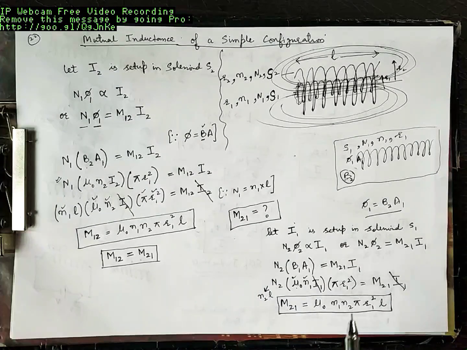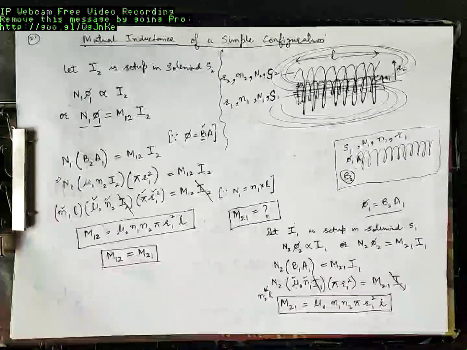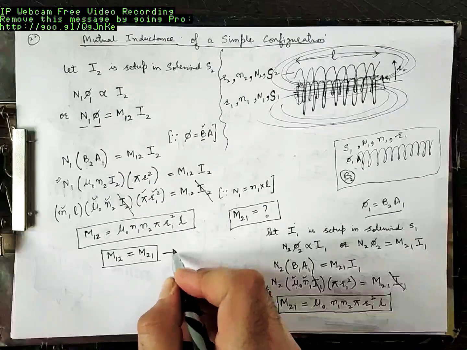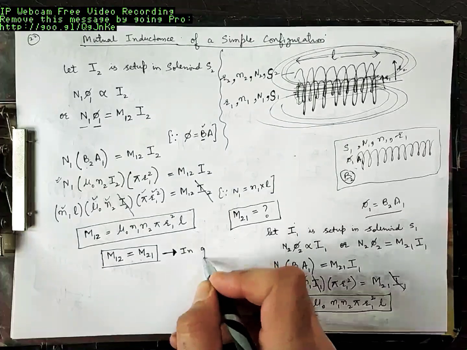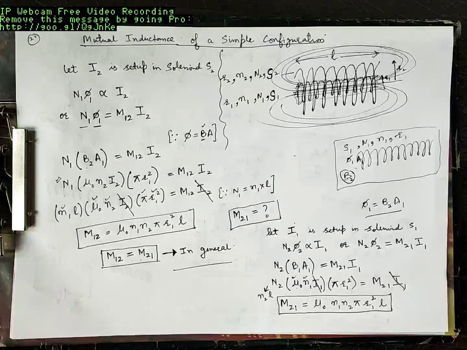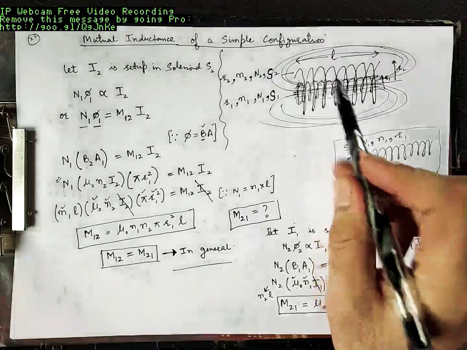Though we have derived this for a simpler configuration of two coils, which are concentric, this expression holds in general. This actually directly comes from common sense as well. I'll come to it in numericals as well. One more thing. This is the expression for mutual inductance when the two solenoids are placed in air.